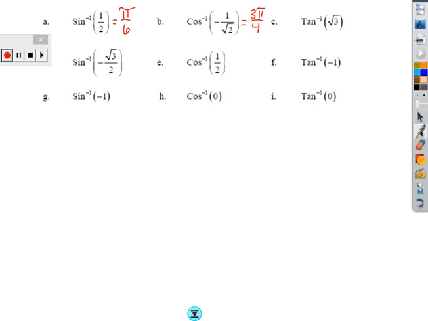Now I could eliminate one of those by trial and error. I know that it winds up being pi over 3. If you try out pi over 6, you'll notice that it doesn't work. You'll wind up with root 3 over 3, which you obviously don't want.